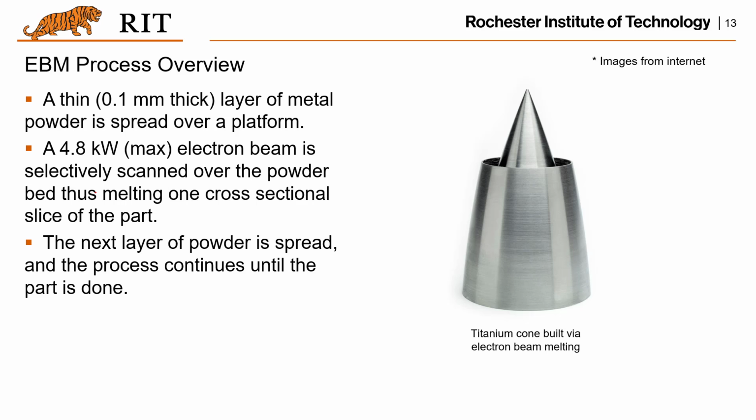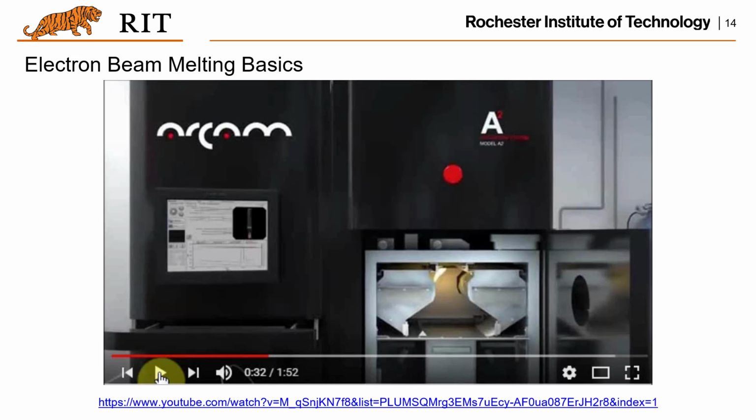For the process, similar to the previous one, a thin layer of metal powder is spread over the platform, and then the electron beam is selectively scanned over the powder bed such that the powder is melted. Then the next layer of powder is spread, and this process is repeated. Let's look at a video.